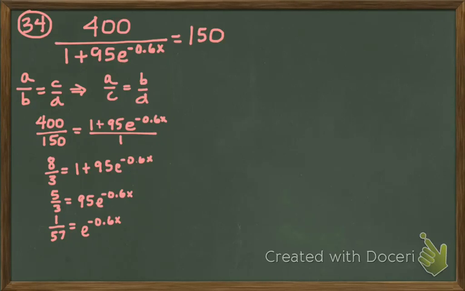So then I'm going to take the natural log of both sides to eliminate the e, and I get the natural log of 1 over 57 equals negative 0.6x, and then the only thing left to do is to divide by negative 0.6, and so I have x is approximately 6.73842.